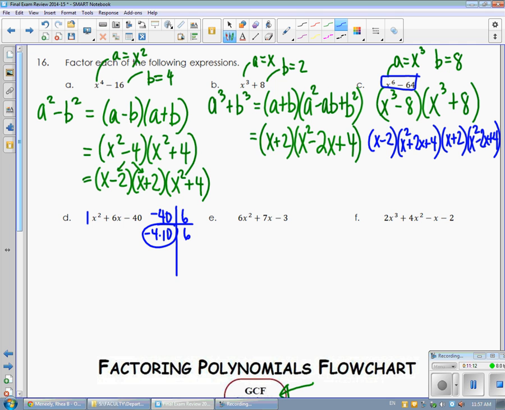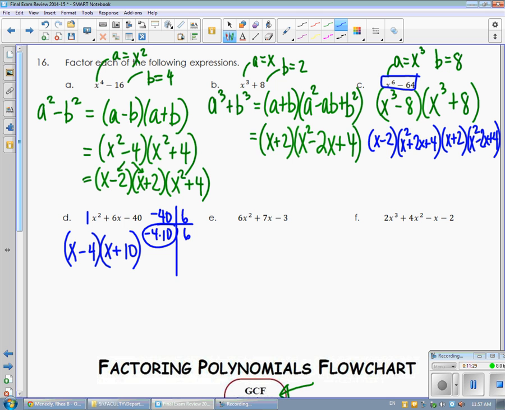When I think about breaking down x squared, I know when I break it into two quantities, I'm going to have an x and an x. The numbers that I get from this little tree are the numbers that I'm going to put in my factors. So it's going to be x minus 4 and x plus 10. And if you FOIL it back out, you should get what you started with.